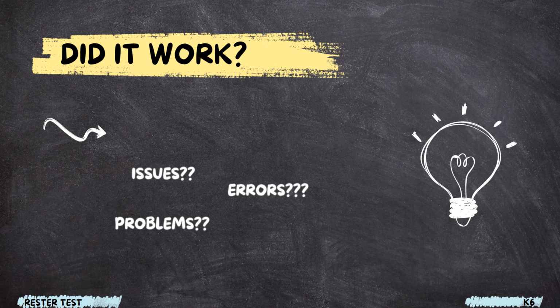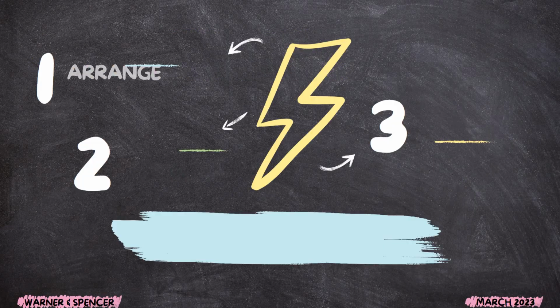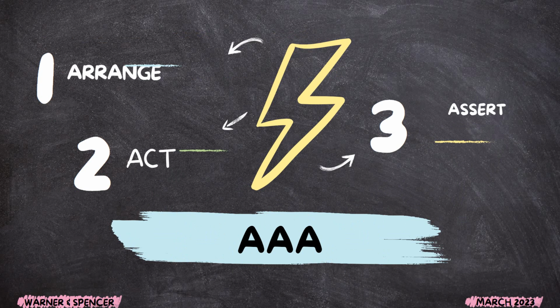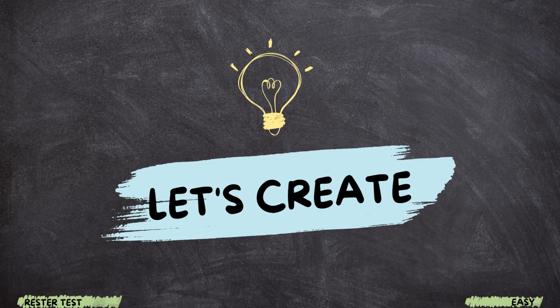Well, for that I'm going to show you how we can use the AAA approach. AAA stands for arrange, act, and then assert, and how you can structure your K6 tests to follow this approach and then to see if you have any checks that fail, any issues. But enough with the talking, let's create.